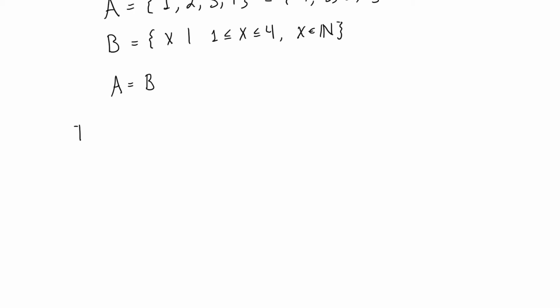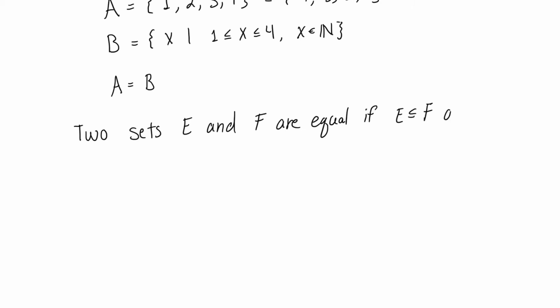So another way to define the equality of sets is: two sets E and F are equal if E is contained in F and F is contained in E. So if every element from E is also in F and every element from F is also in E, then obviously they have to be the same sets, they have to have the same elements.